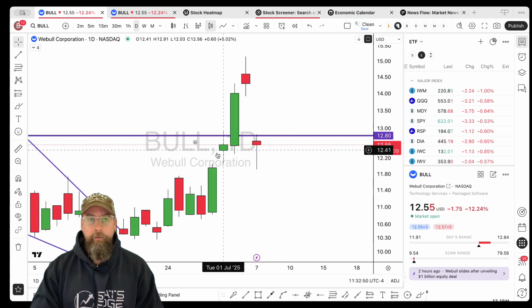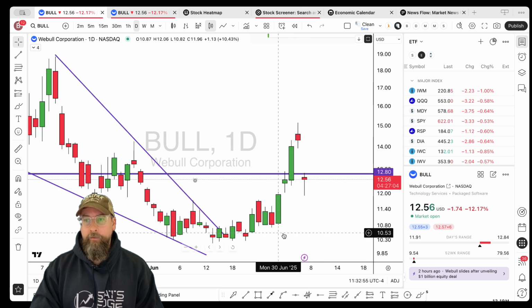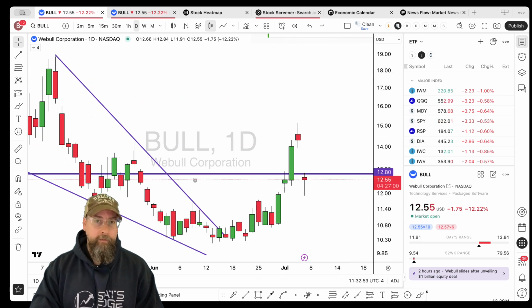But as always, I'll stick with the system, which has me in here around 1225 and a stop down here under these lows right here, and then holding for a week and seeing what happens.